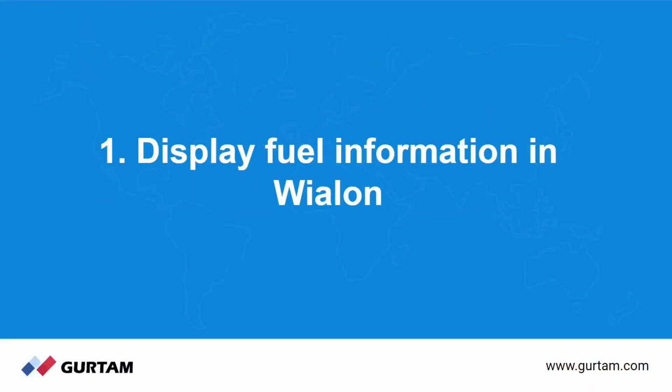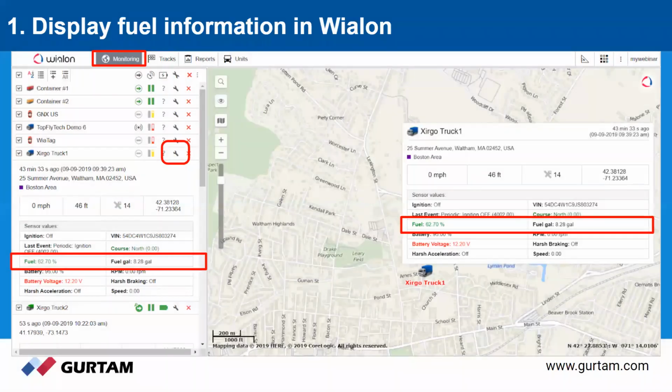Display of fuel information in Wialon. Now let me show you how fuel information is displayed in Wialon. Fuel information is visible at work list and on tooltip on the monitoring page. You can see there are two fuel sensors displayed here because some vehicles report fuel in percentages while others report fuel level in gallons or liters.